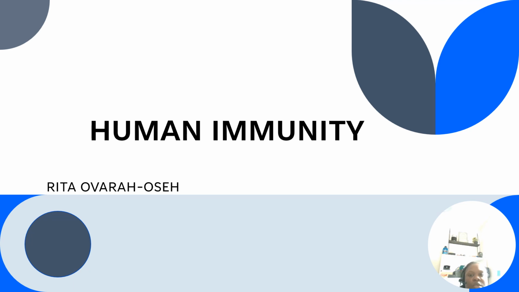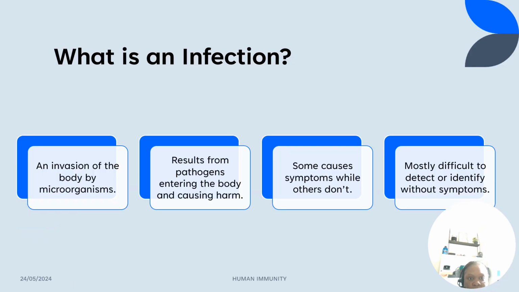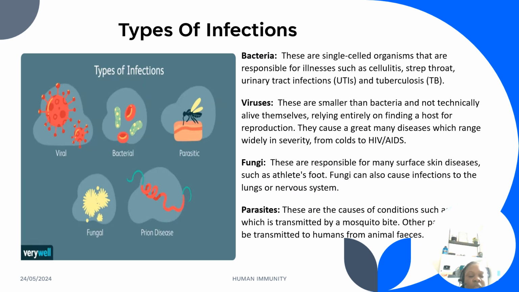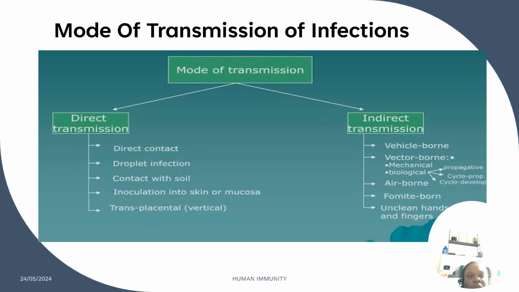My presentation today is on human immunity. Why immunity? Humans require immunity to counter against infections. By infection, we mean an invasion of the body by microorganisms resulting in harm to the body. Infections can be from bacteria, viruses, fungi, parasites, all of which are referred to as pathogens. Infection transmission can be direct or indirect.